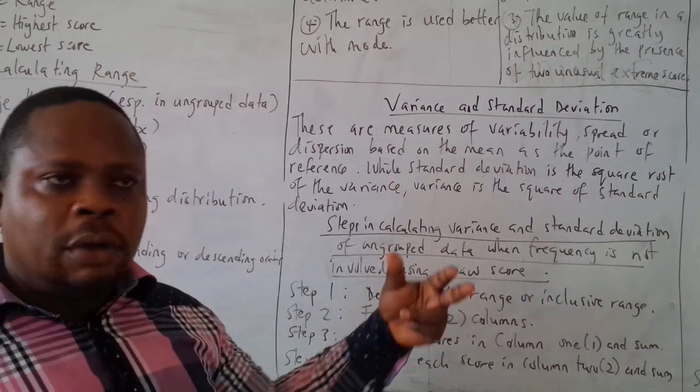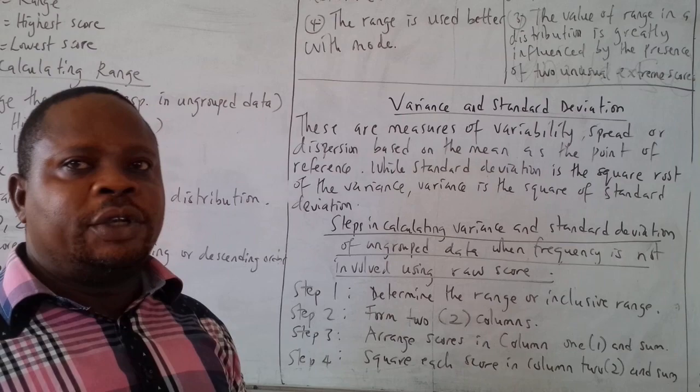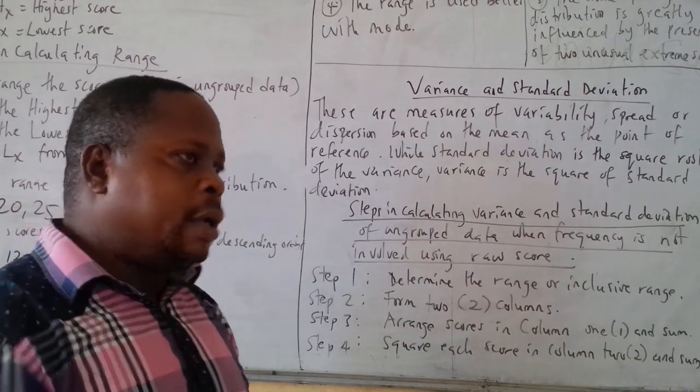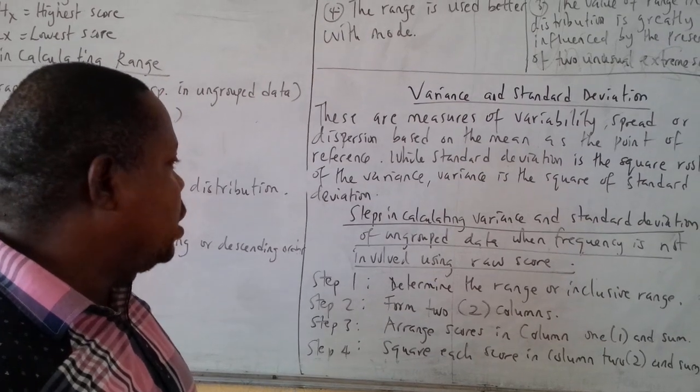Both of them go hand in hand. Standard deviation is the square root. Variance is the square of standard deviation. They go hand in hand.